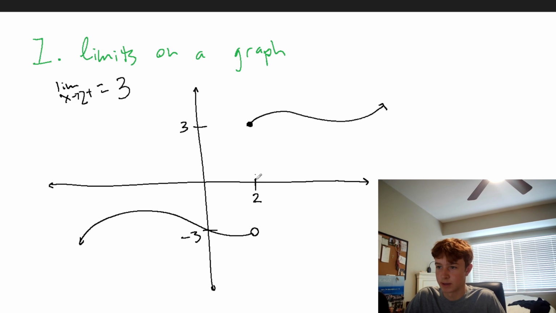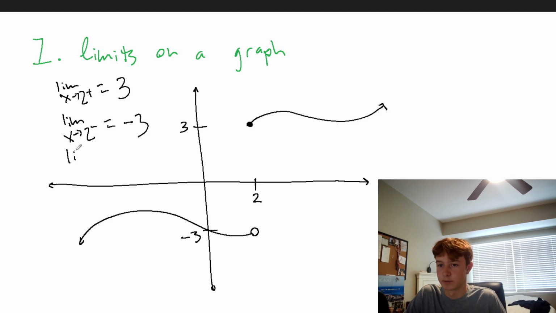So we don't have to worry about the fact that there's a separation here. We're not even worried about the point at 2. We're just worried about where the graph goes as x gets closer to 2 from the right side. Then a similar but different example, approaching 2 from the left, where there's a minus. It doesn't matter that there's an open circle or that it's not continuous here. All that matters is as x approaches 2 from the left, we get closer and closer to -3.